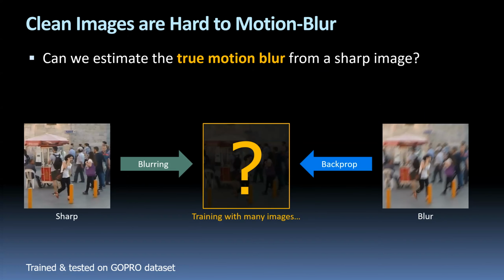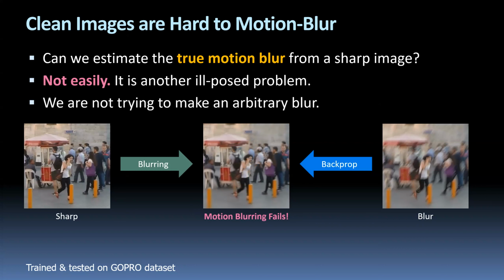Deblurring aims to remove the motion blur in an image. But what if we want to do the inverse task? If we want to find the true motion blur from a single sharp image, will it be possible? The answer is not so easily. Predicting the true motion blur without giving any external information is another ill-posed problem.